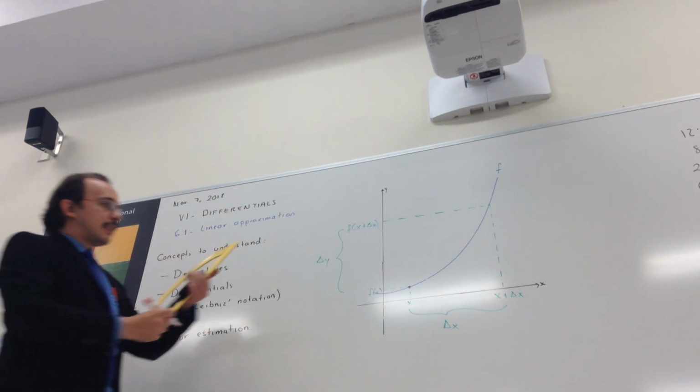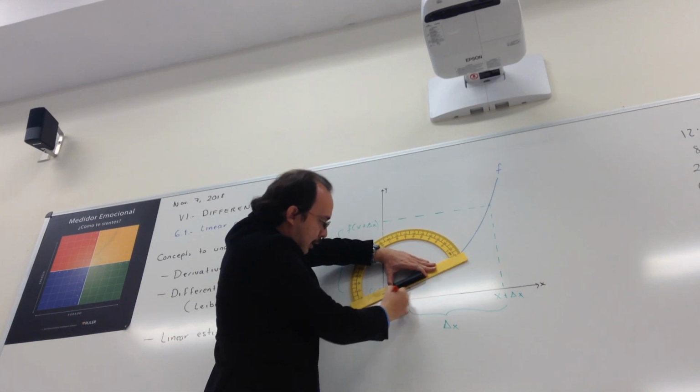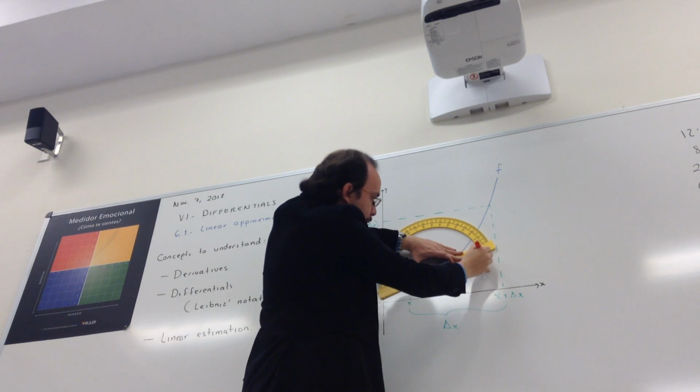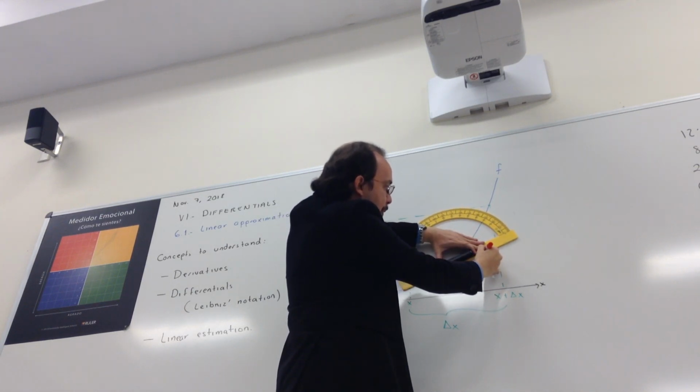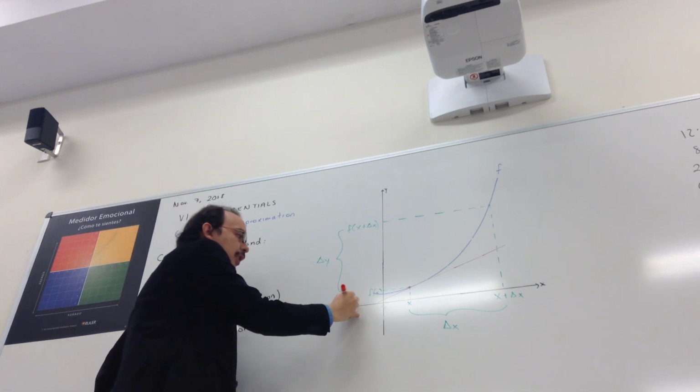Now imagine that based on the point x, f of x, I'm going to draw a tangent line. A tangent line, you remember, touches one single point, which in this case is this one. That tangent line goes all the way up until it touches the projection of this.